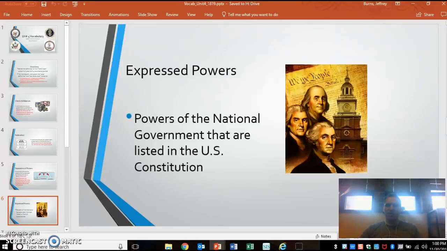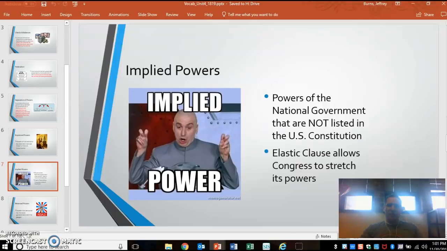But express powers are things that are listed in the Constitution directly, and they are powers that the national government has. So not our state or local governments, but the national government has this power, which means the states must follow it, right? Because the national level of government is going to be supreme. All right. On the next page, you got implied powers.